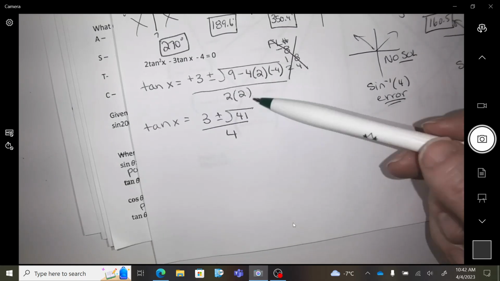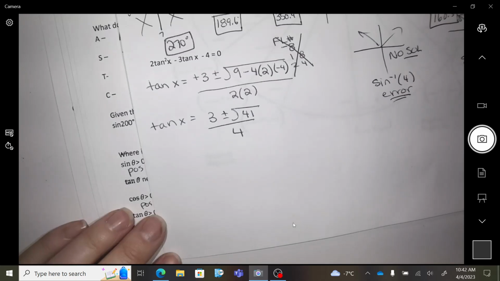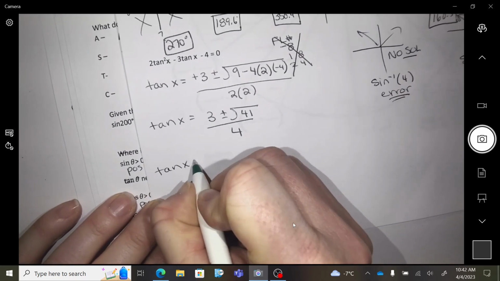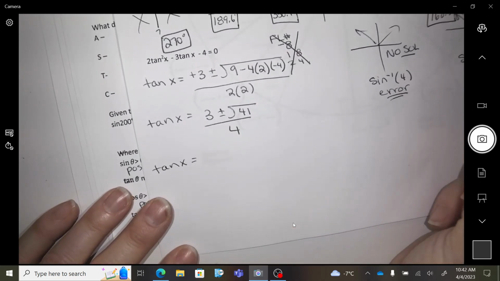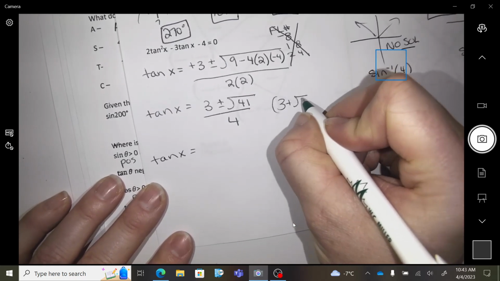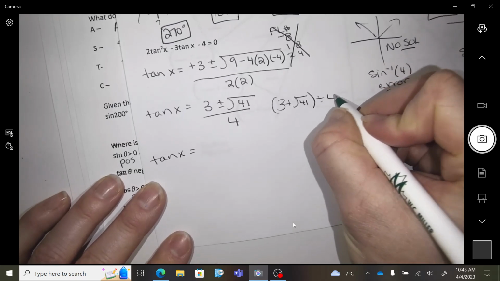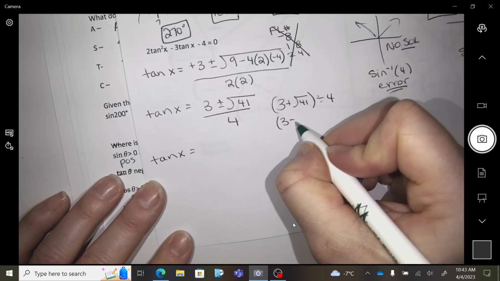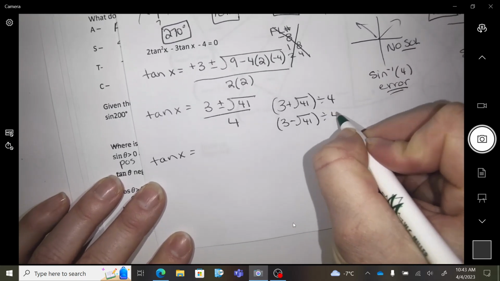Okay, are we all set up good there? Okay, give me your 2 values. So do you remember how to type that into your calculator? You'd be like this: 3 plus the square root of 41 divided by 4. 3 minus, this is how you're typing it.